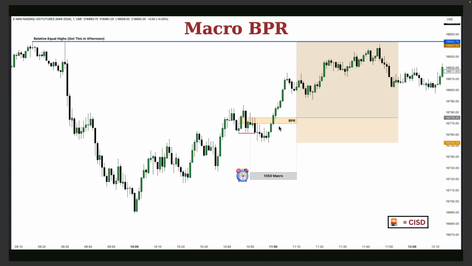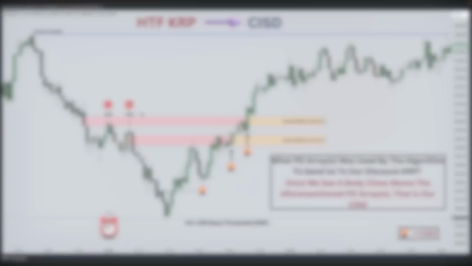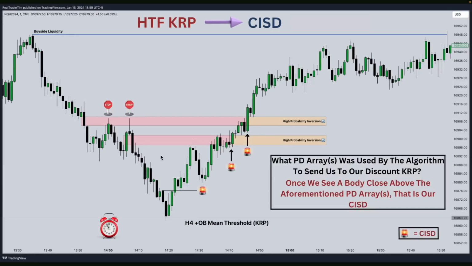Okay. And when we get macro BPRs, that's when I really want to see those signatures where it fails to get to CE, or if it does get to CE, it taps it and then gets going real quick. Okay. But it's the fact that this BPR is getting flipped during a macro. And let's combine some of these concepts to wrap it up.